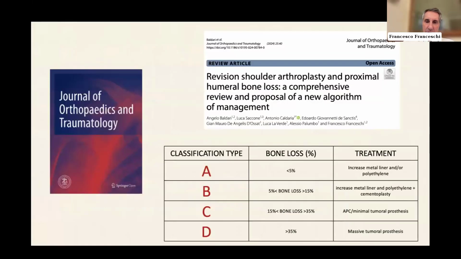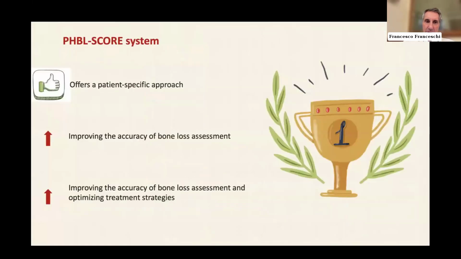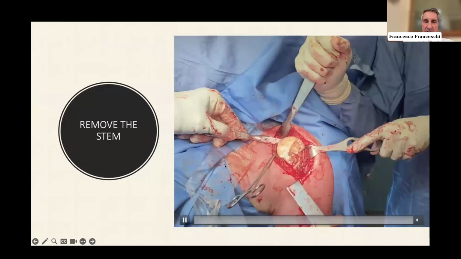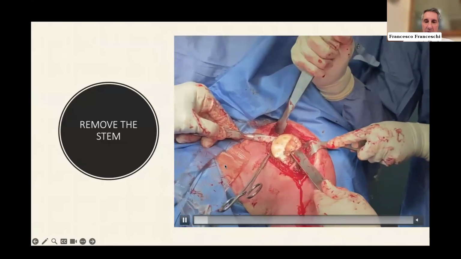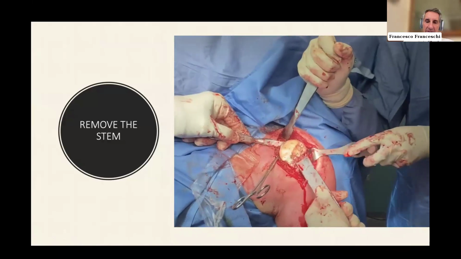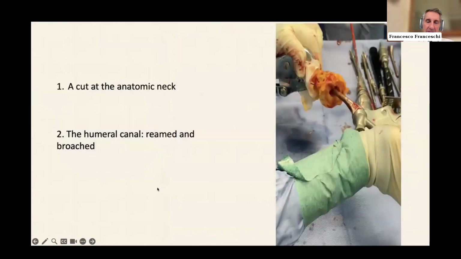This is the humeral classification that was recently published, as you can see here, and we can say that it offers a patient-specific approach, improving the accuracy of bone loss assessment and optimizing treatment strategies. This is one of our cases, as you can see here, with a big bone loss caused by the removal of the cemented spacer.